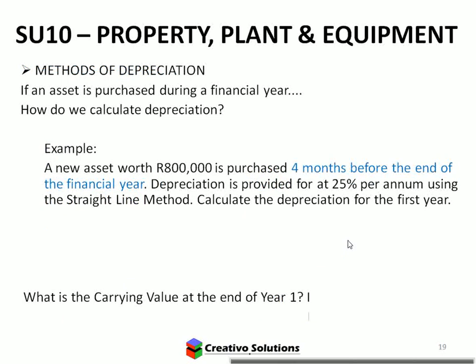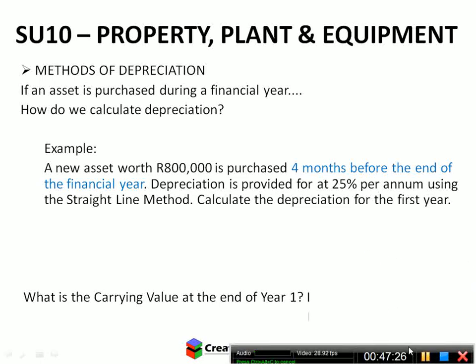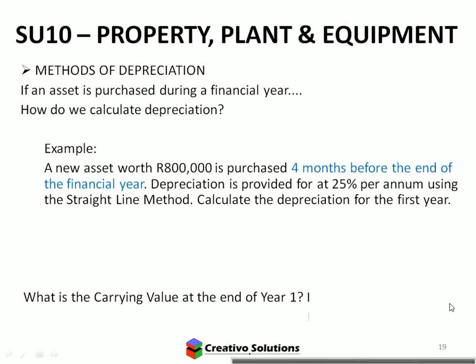Alright, if an asset is purchased during the financial year, how do we calculate depreciation? Well, let's think about this. If I haven't used the asset for the full year, can I depreciate it for the full year? No, you can't. Depreciation, we said, is the use of the asset. So if I use something, I depreciate it. I can't depreciate assets if I haven't used them during the year. Does that make sense? So if I'm looking at an asset, I'm going to be depreciating it for the months that I've used it.